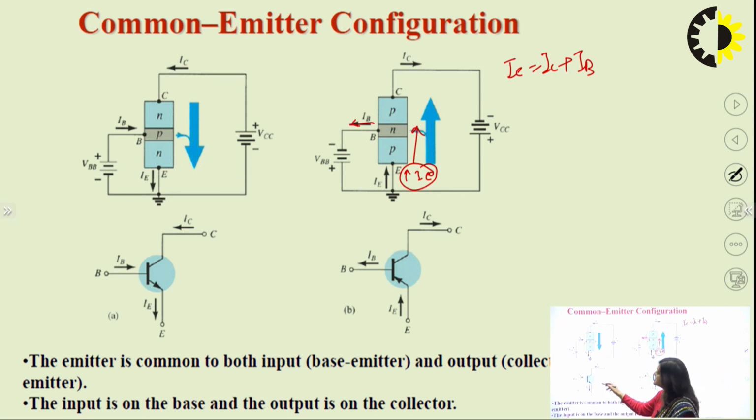And these are the symbols for the transistor. Sorry, this is for the PNP transistor, and this is for the NPN transistor. The direction of the arrow is always from P to N.